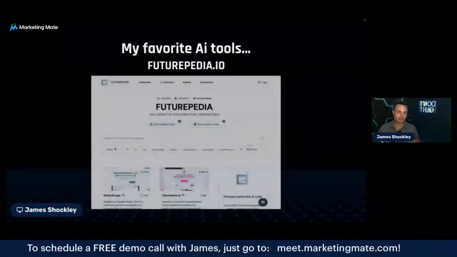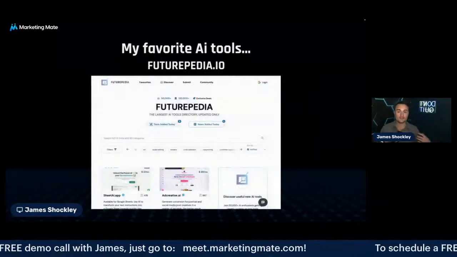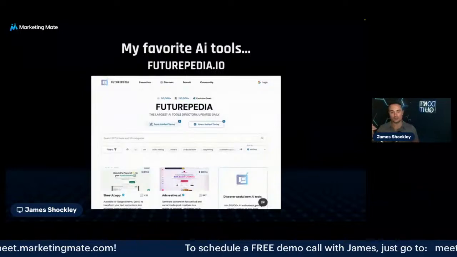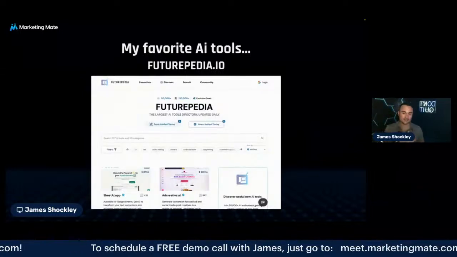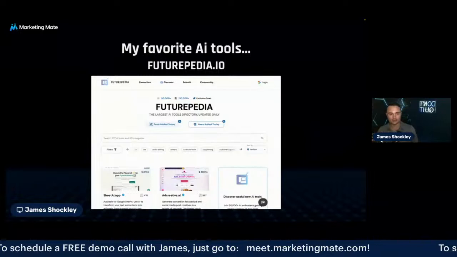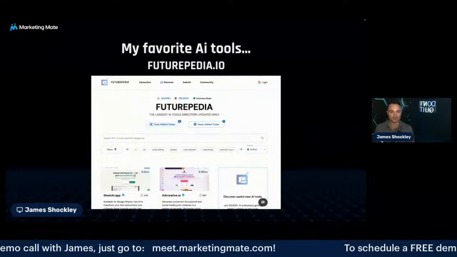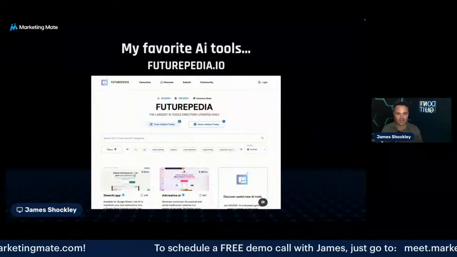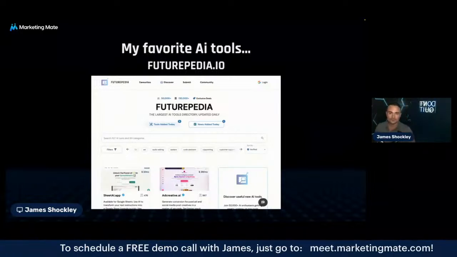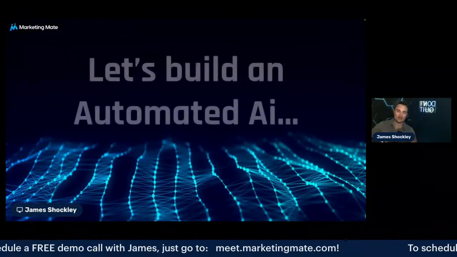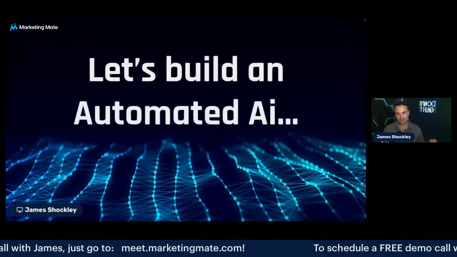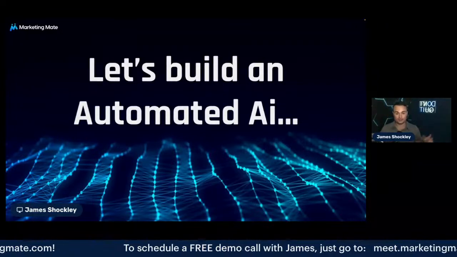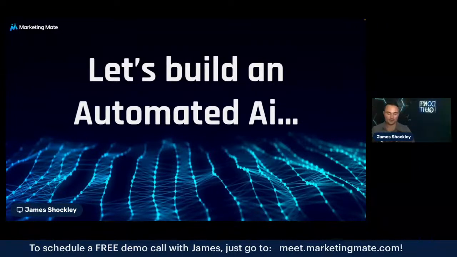Futurepedia.io. This is a great directory to find AI tools. It's a really good way to sift through different types. You can see, okay, audio editing, art, 3D, copywriting, all right there. So there's a ton of different categories, and you can kind of see all the main and hot AI tools there. So now that you guys understand the difference between automation and AI, we'll build an automated AI together, okay?